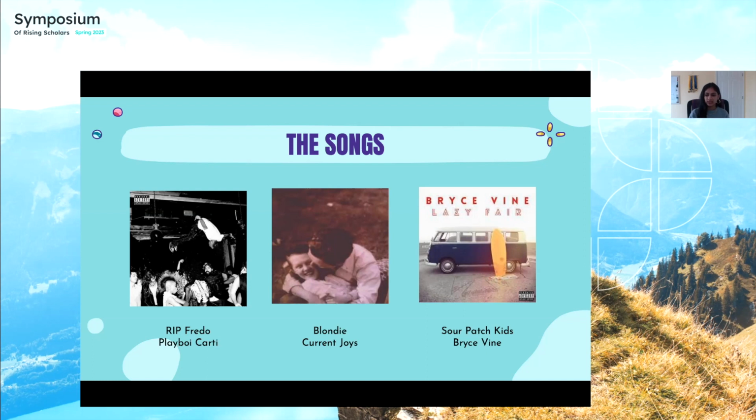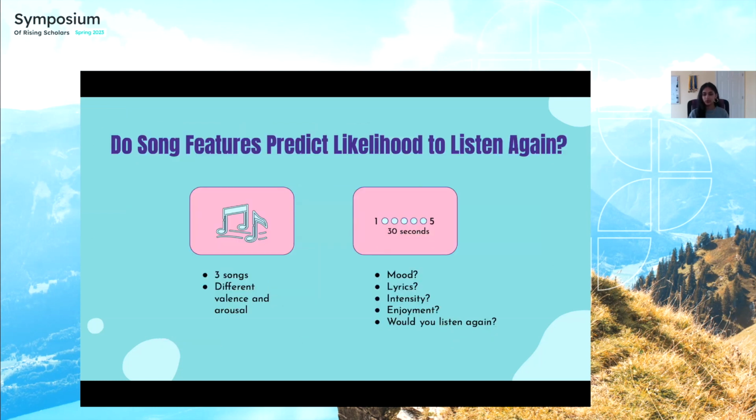And Sour Patch Kids, the last song you're going to see here, was very high valence and very high arousal. It's one of those songs that you play in the summer when you're driving down the road. So these are the three songs that I used, and Sour Patch Kids was high valence, high arousal. You can see that each of these three songs had very different aspects to them.